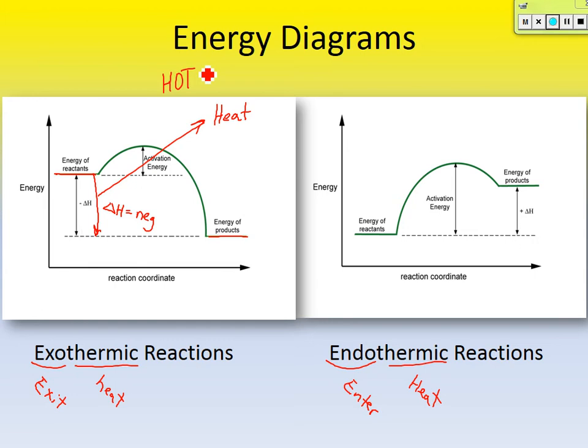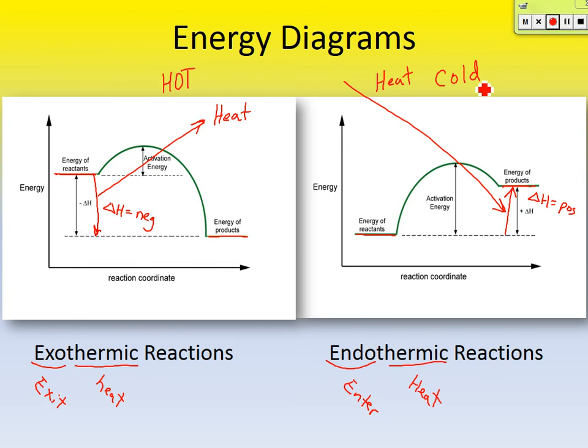Now let's go to endothermic. The reactants are down here, the products end higher. So my delta H value is what? Delta H is positive. Now, can I just create that much energy? No. Where does it come from? It's absorbed. So heat is absorbed from the surroundings. Does that make things hot or cold? This makes things cold, right? Because we're taking heat away from the surroundings, which makes them cold.